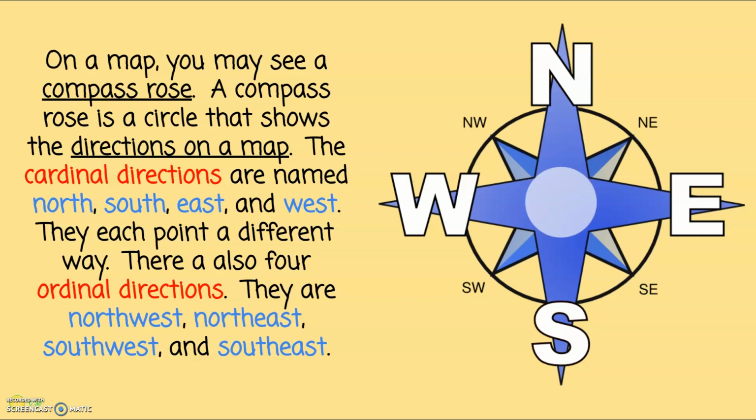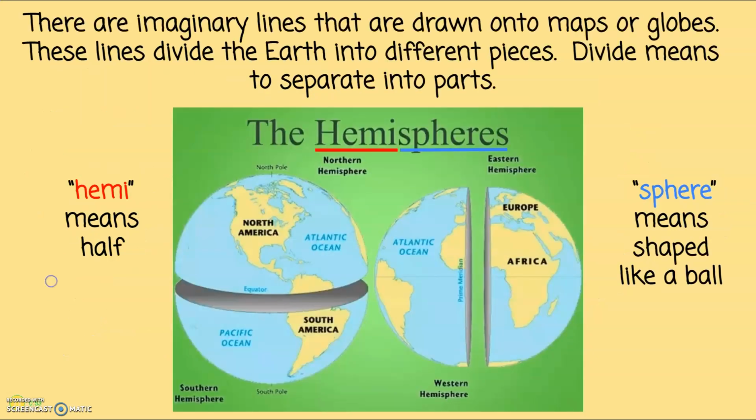There are also 4 ordinal directions. They are northwest, northeast, southwest, and southeast. You can see the ordinal directions between the cardinal directions on the compass rose.